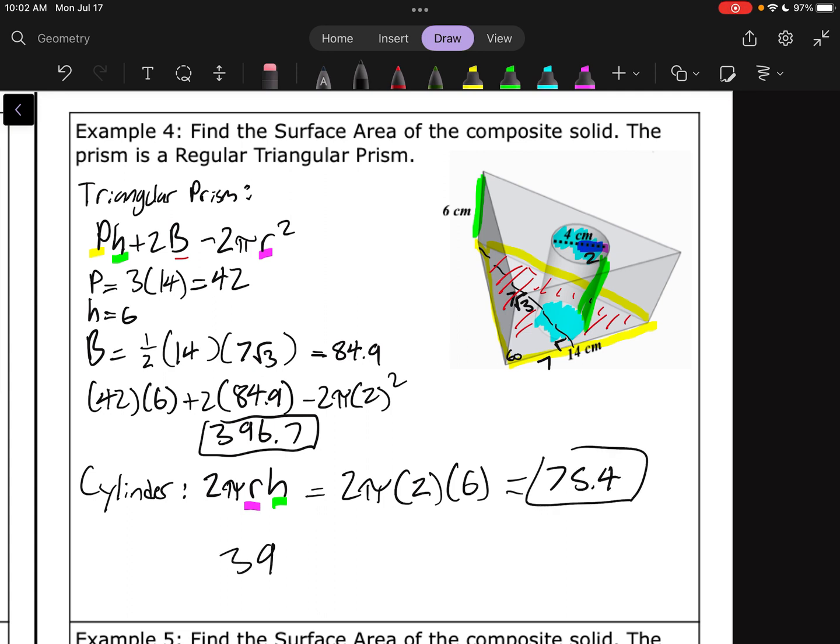So we just need to do 396.7 plus 75.4. Let me see here. Getting 472.1 centimeters squared.